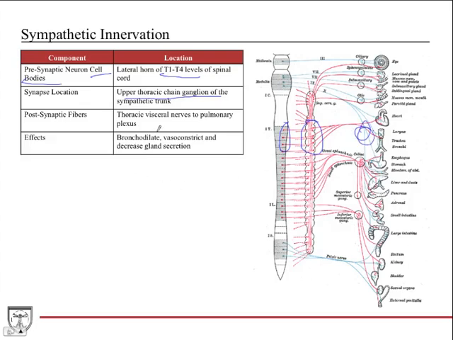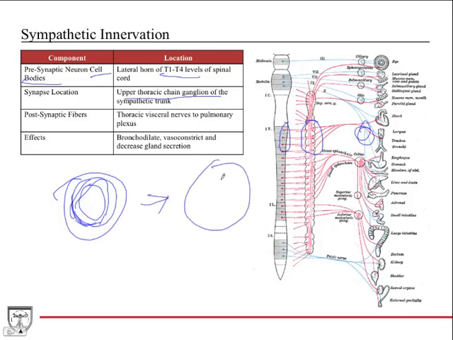The effects of the sympathetic innervation, again, are the flight or fight response. So you want to bronchodilate. If you have your bronchi like this, with smooth muscle like this, you're going to relax the smooth muscle layer so that the lumen of the bronchi opens up. Because if you're more active, you need more oxygen. By increasing the diameter of the lumen of the bronchi, you get more air in, more oxygen, and you're able to run faster and run harder.